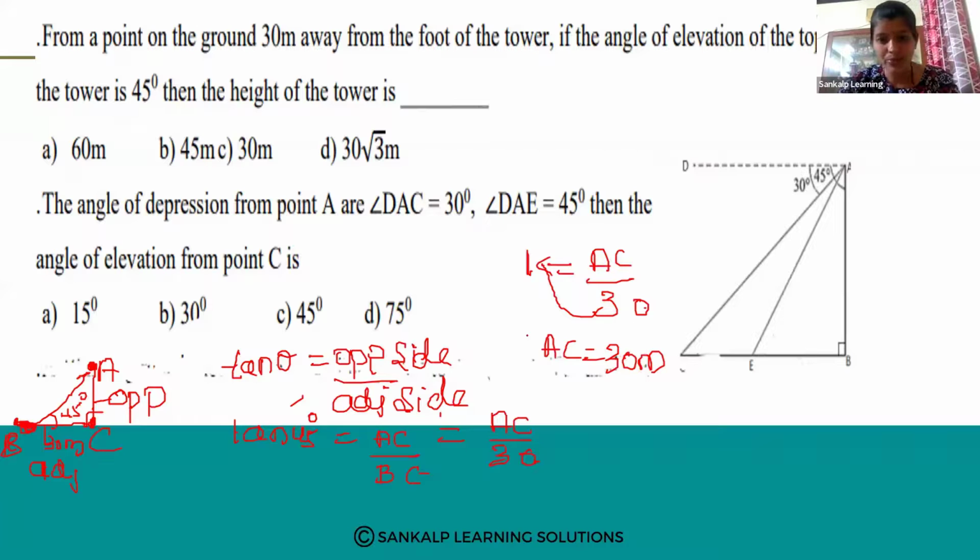So is it there in the option? Yes, check it. 60 meter, 45 meter, 30 meter, 30 root 3 meter. So 30 meter is there in the option. Therefore, option C is right. Understood?